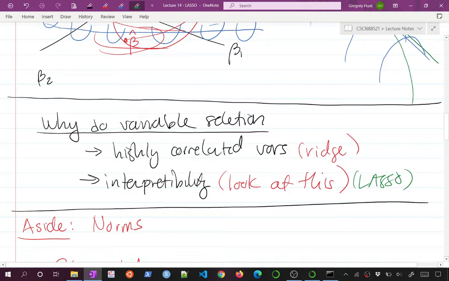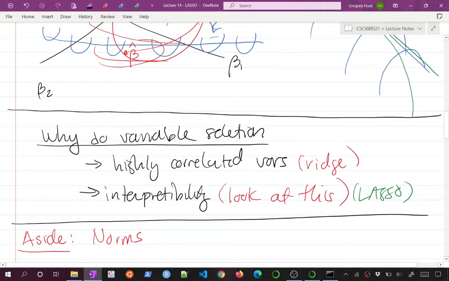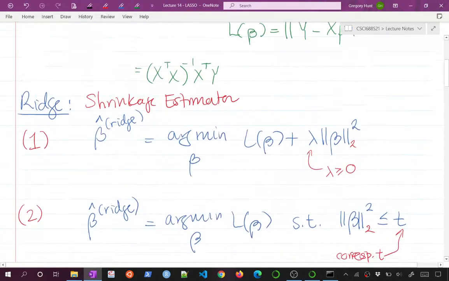And the second case is, can we actually get rid of variables in some kind of more continuous way? Because the beta hat for ridge regression is still going to have many non-zero entries, whereas variable selection is like zeroing out entries of beta. And the question is, can we do that in a kind of continuous way? And that is called the lasso.